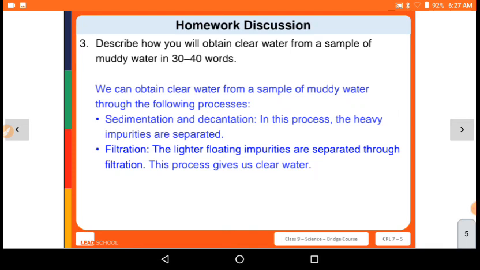Third, describe how you will obtain clear water from a sample of muddy water in 30 to 40 words. We obtain clear water from a sample of muddy water through the following process: sedimentation and decantation. In this method, the heavy impurities are separated. Then filtration: the lighter floating impurities are separated through filtration. This gives us clear water.